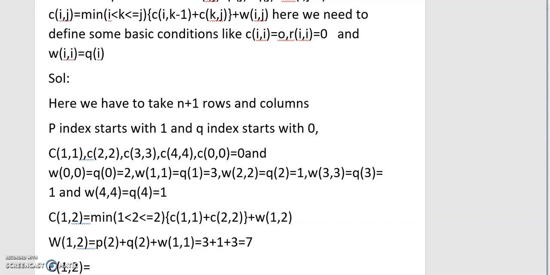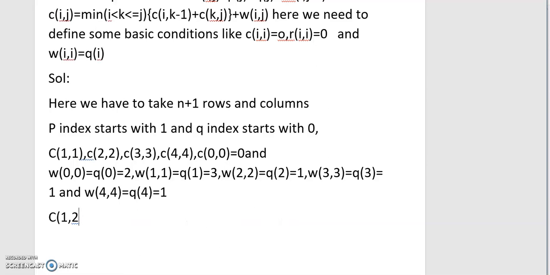The value is 0 plus 7, equal to 7. In that way, you need to find all the C of 2 comma 3 and 3 comma 4 also. For 2 comma 3, you will get 5. For C of 3 comma 4, you will get 3.